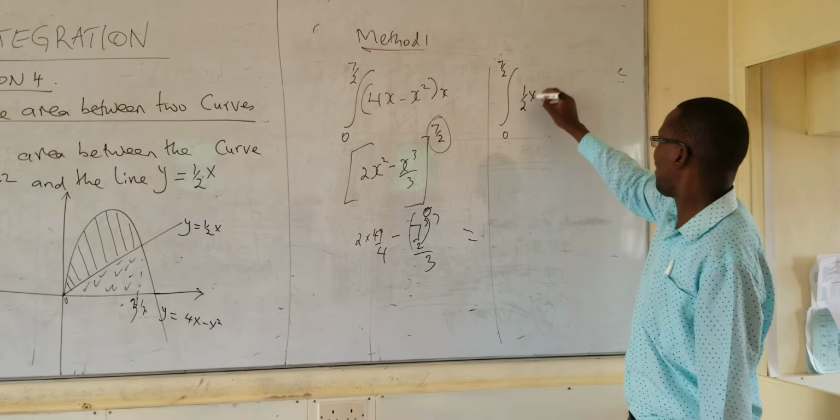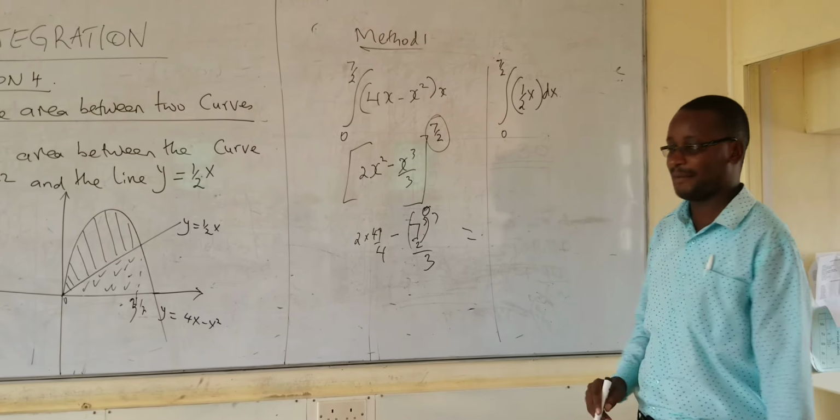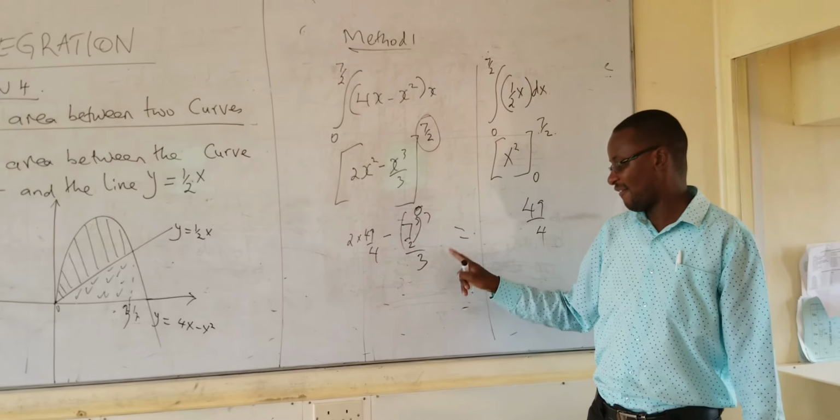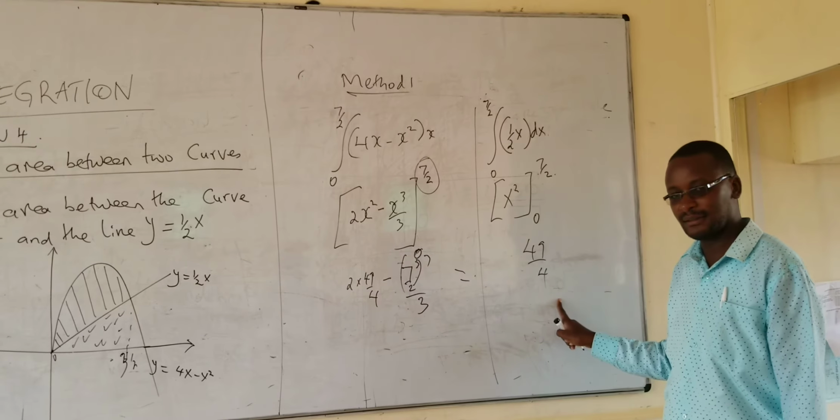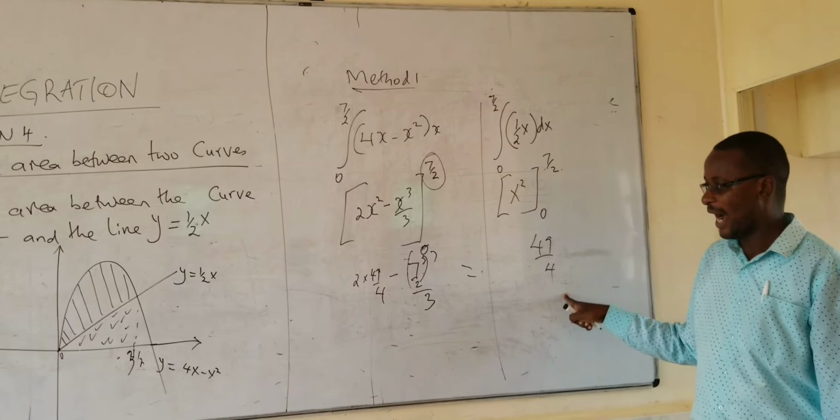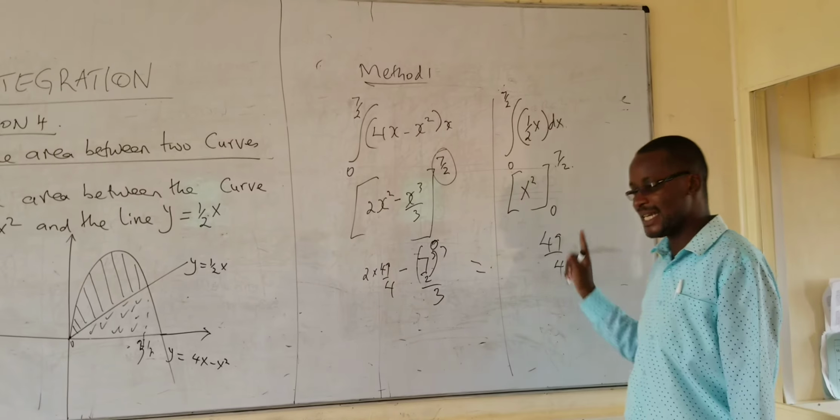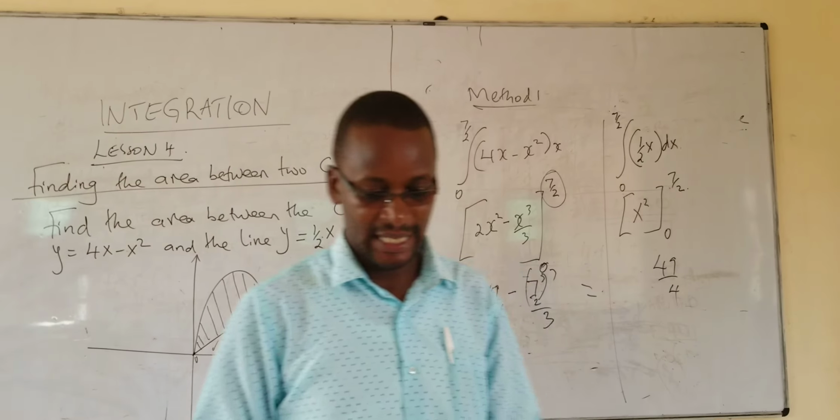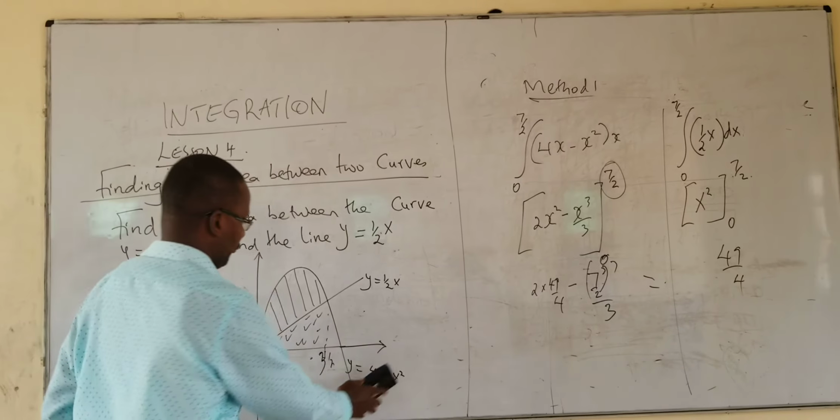We integrate a half x with respect to x. So integrate this again, you get x squared from 0 to 7 over 2. So substitute that again, you get 49 over 4. Don't leave it in decimals, let it be like that. So the answer you get here, in the first case, subtract 49 over 4, and you will get the exact area. You can pause and get the exact area. Tell us what you find.